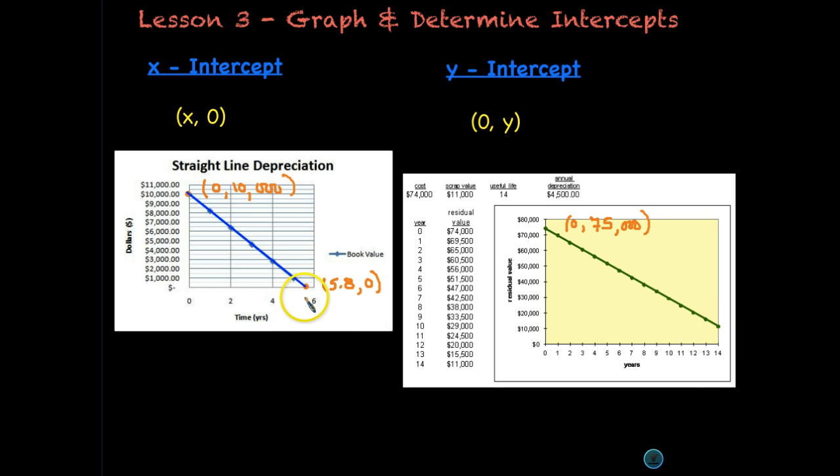In this first graph, our useful life was 5.8 years. So we depreciated the entire book value down to 0 in 5.8 years. In this graph, we are depreciating this $75,000 vehicle only down to 10,000. Now if we were to make an equation though for this line, we would have to assume that it goes on forever.